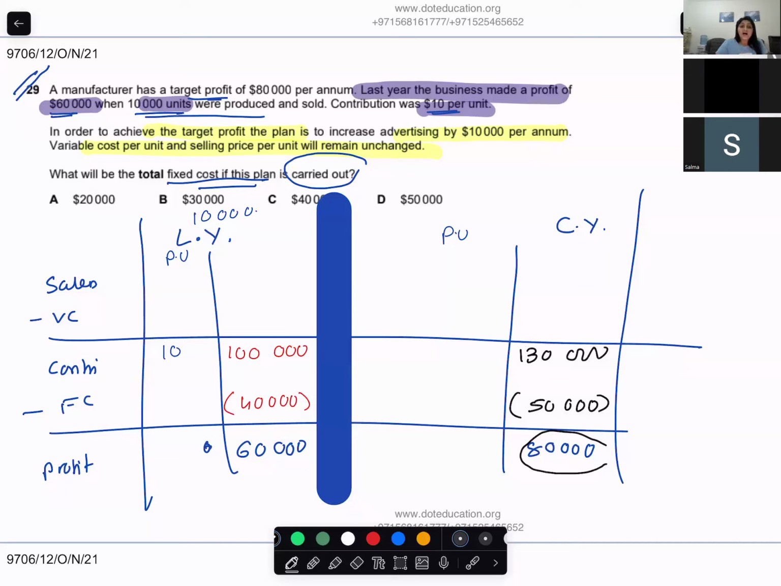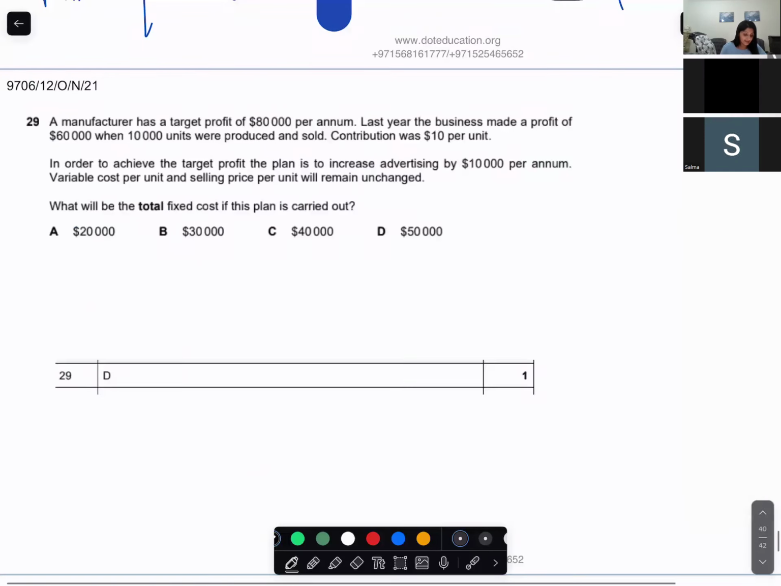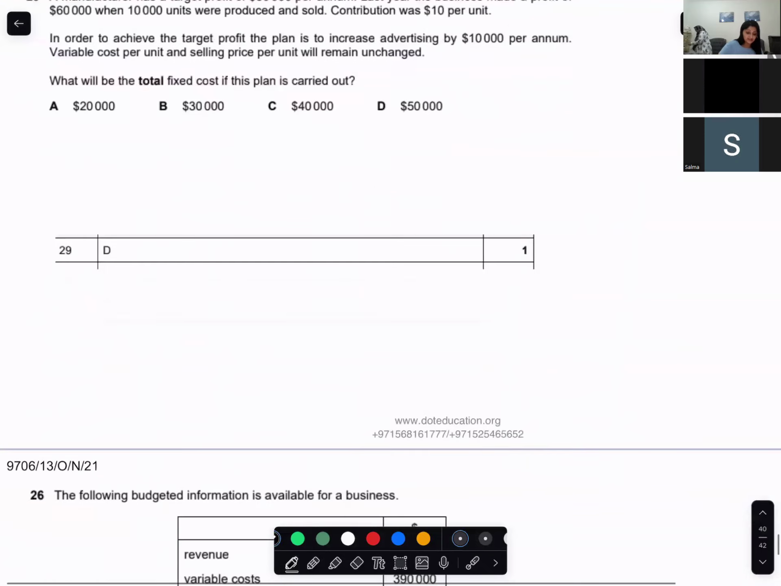So you've already answered your question. Your fixed cost, if you carry out your new plan, would be 50,000. Marginal costing is basically the easiest thing because everything follows the same format. Are you with me? Yes, miss. Come on, go ahead. Try the next one.